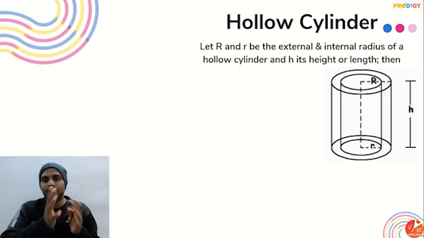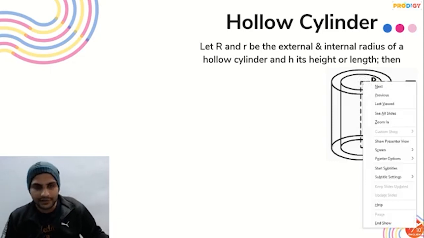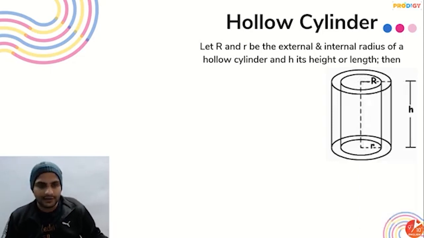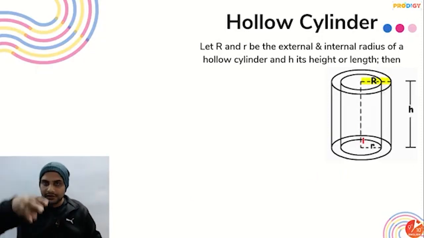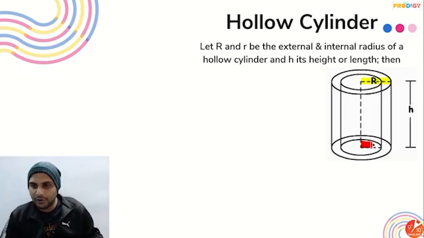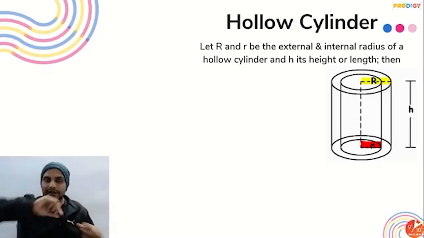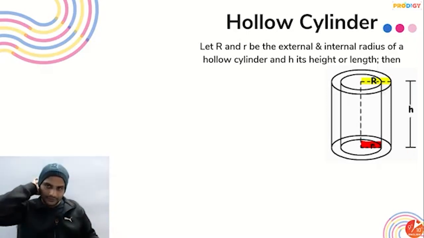Now hollow cylinder. Hollow cylinder is also a very important shape to understand. Hollow cylinder, you can understand that suppose we have a cylinder of radius capital R. At the starting we have a cylinder of, let us say, radius capital R. This is the cylinder's radius at the starting. Now we have done what? We have cut a smaller cylinder of radius small r from that bigger cylinder. So now we are left with this hollow cylinder.